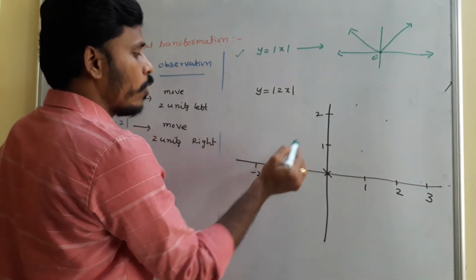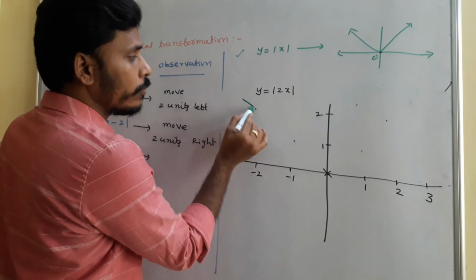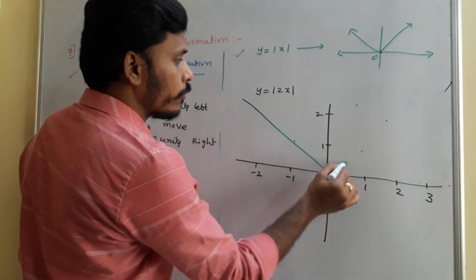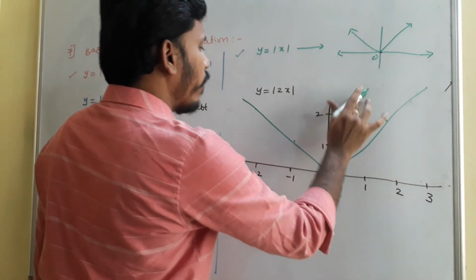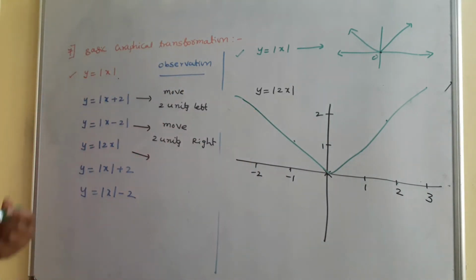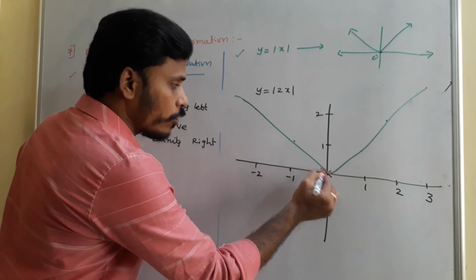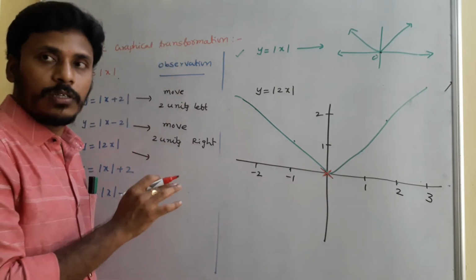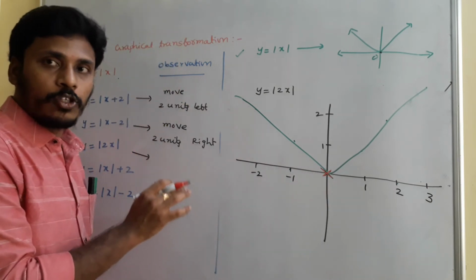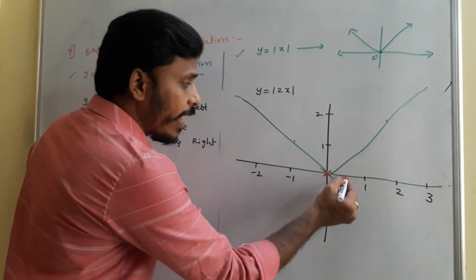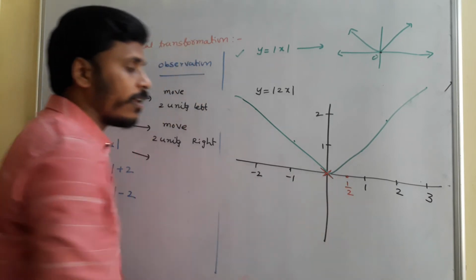1, 1, 2, 2, 1, 1, 2, 2. So this is the graph where y is equal to mod x. And now we are going to sketch the graph where y is equal to mod 2x. If x is 0, y is also 0 at that one point. If x is 1 by 2, you just think about it.